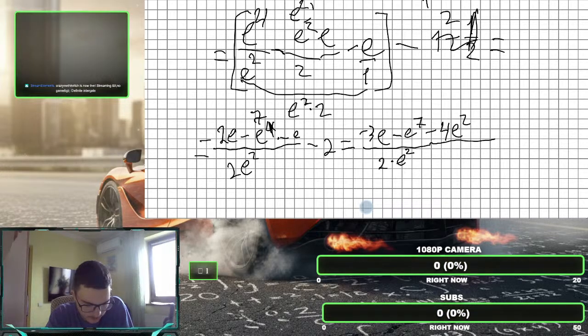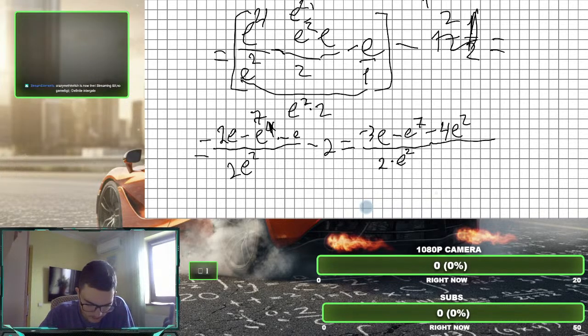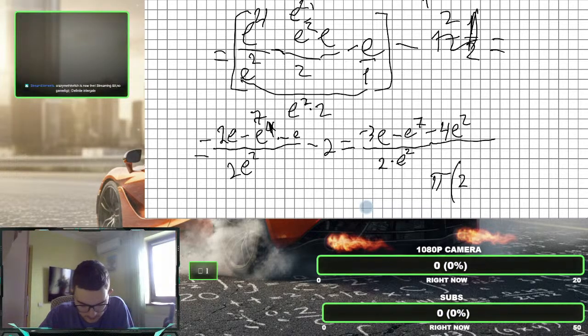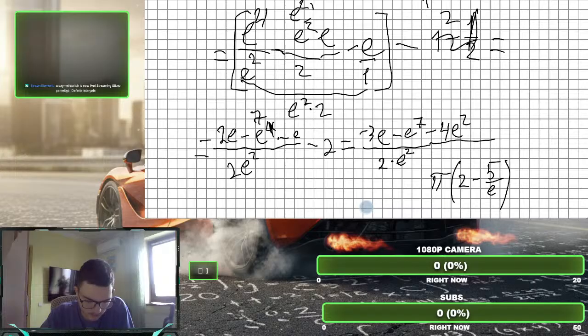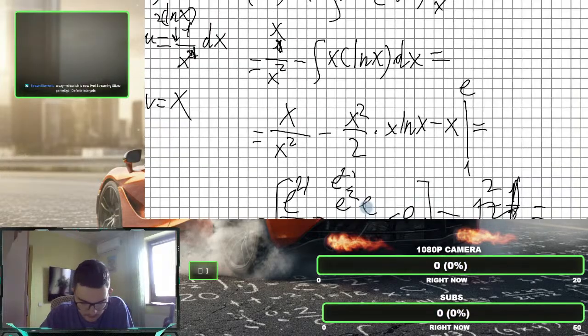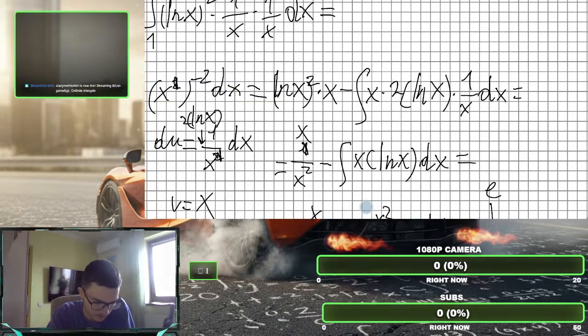Final answer is pi. I forgot about the pi. It was like from the start there. So the final answer, the correct one, is pi times (2 minus 5 divided by e). This is what you'd get as a final answer. So let's see what went wrong. Applying the formula.